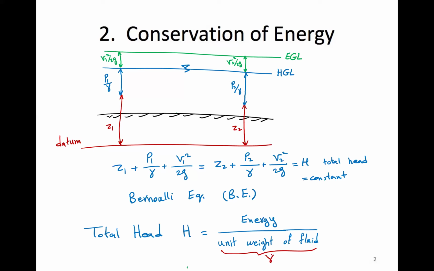And unit weight of fluid in case of water is gamma. Water, you should know this, but it will be equal to 9810 newtons per cubic meter. Let me fix my N so it looks like an N. There we go. So the total head is really total energy divided by the unit weight of fluid. So nothing new.